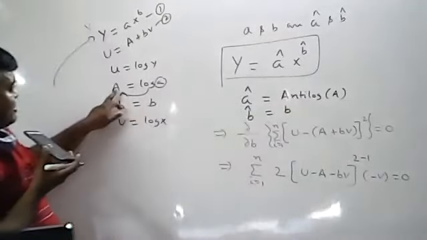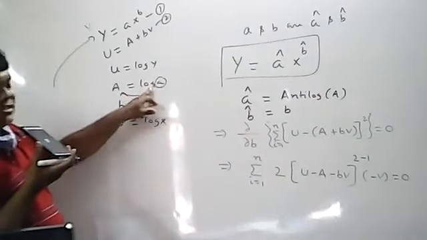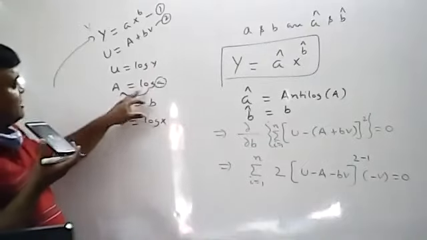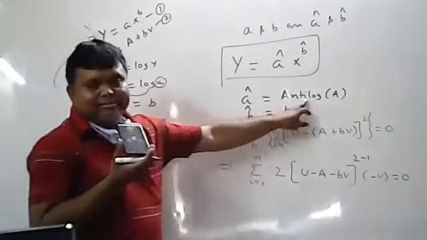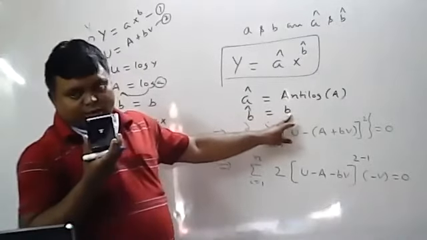Why are you getting anti-log? Because I know capital A equal to log a, so I want a. Send this log to this side and it will become anti-log. So small a crown value is nothing but anti-log of capital A, and small b crown equal to small b.